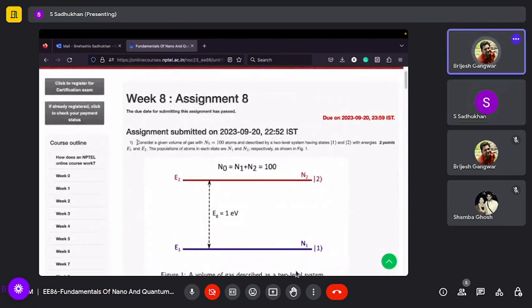What is the question number? Consider a given volume of the gas with N0 equal to 100 atoms, described as a two-level system having states 1 and 2 with energies E1 and E2. The populations of the atoms in each state are N1 and N2 respectively, as shown in figure 1. N0 is equal to N1 plus N2, equal to 100. Then what is the question?